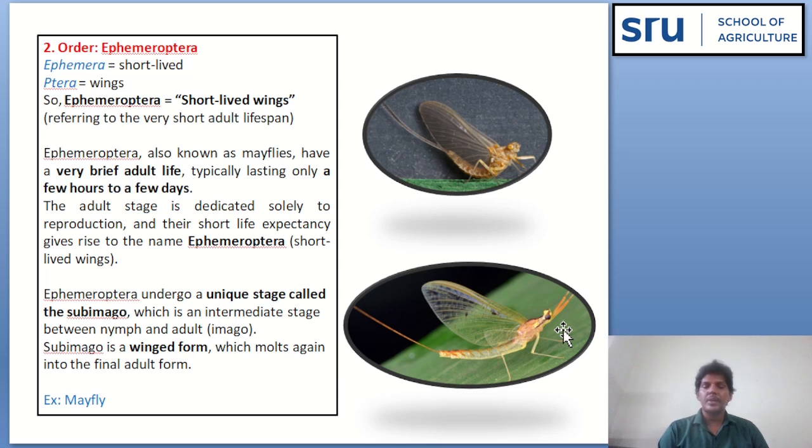In Ephemeroptera, we can see a unique stage known as subimago, which is the intermediate stage between nymph and adult stage. This subimago is the winged form which molts again into the imago or adult later. Example is the mayfly.